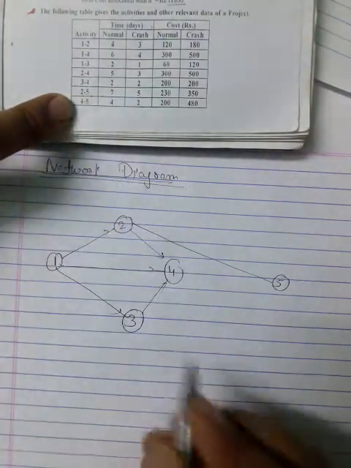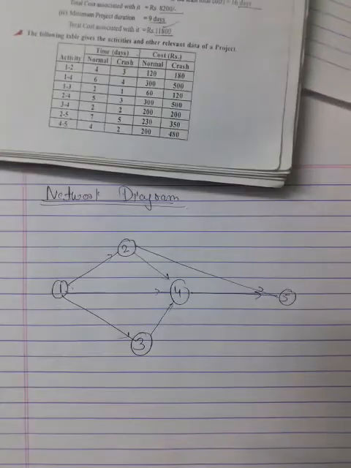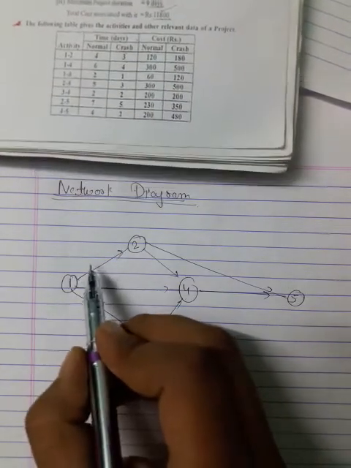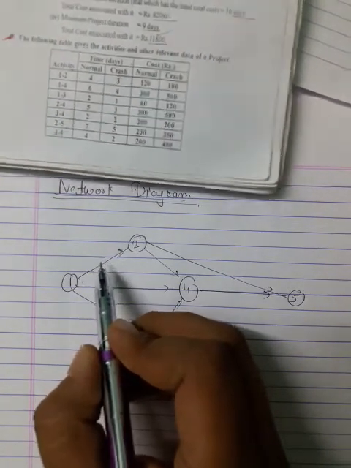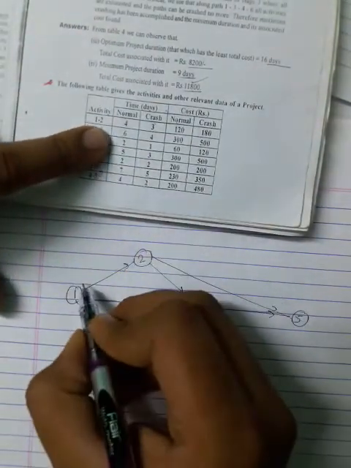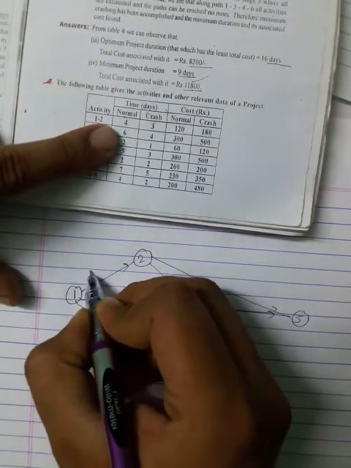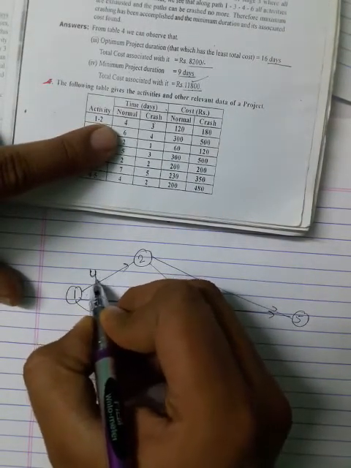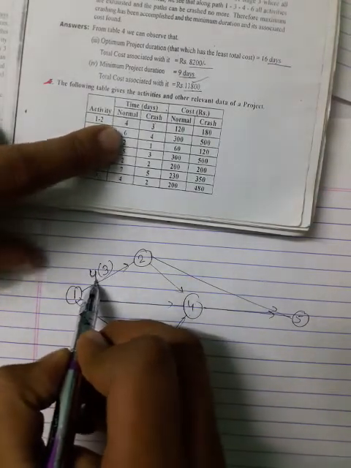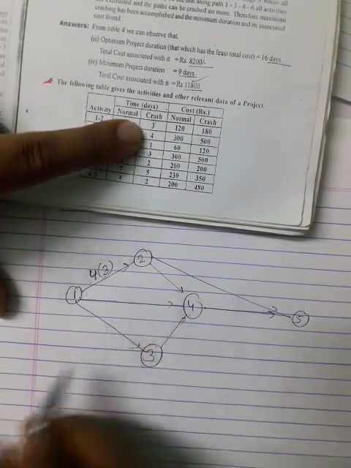Further, 4 to 5. For the duration of each activity, here you have to write the normal time and crash time. So for the 1 to 2 activity you have to write the normal time and the crash time also. Right here, outside of the bracket 4 and inside of the bracket 3. That is, outside of the bracket you write the normal time, and inside of the bracket you write the crash time for each activity.